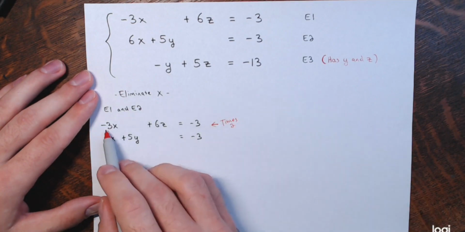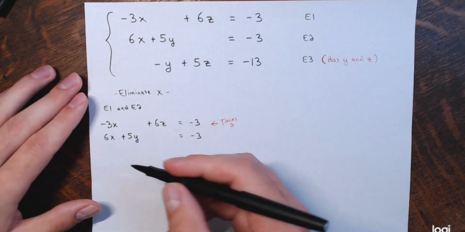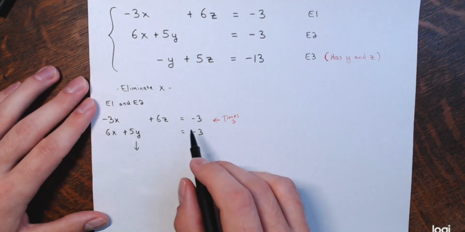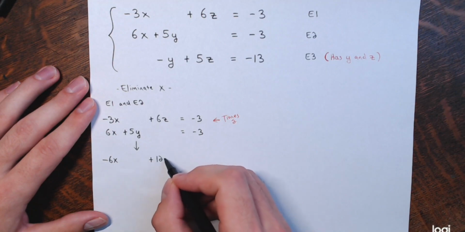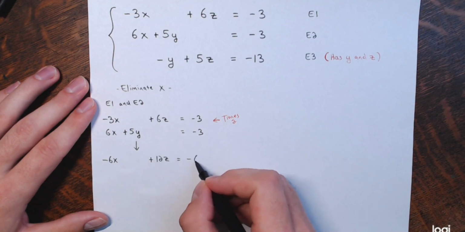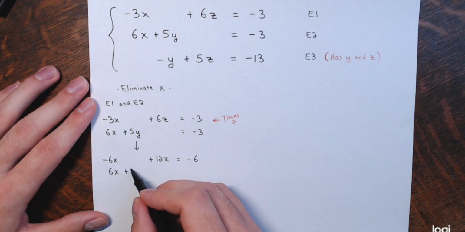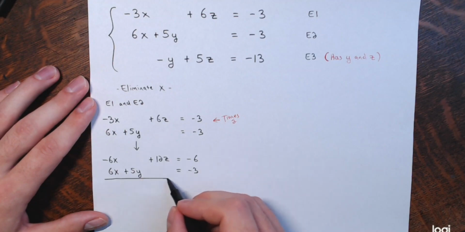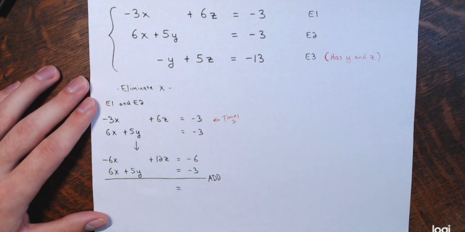Because if I do that, I'll have negative 6x there and positive 6x in the second equation there, so it'll make elimination easy. So first equation, top times 2, you have negative 6x plus 12z equals negative 6. Second equation I didn't touch, so it's 6x plus 5y equals negative 3. See, now the coefficients of the x's are opposites, negative 6 and positive 6. So now I can add the equations to make a new equation.